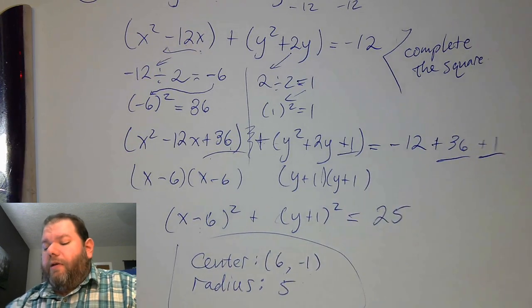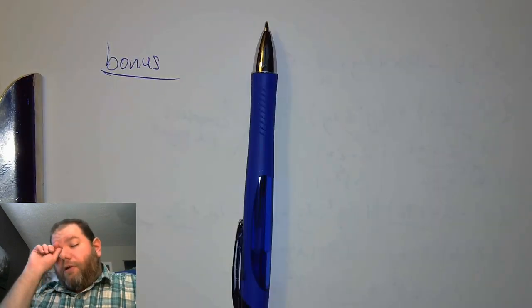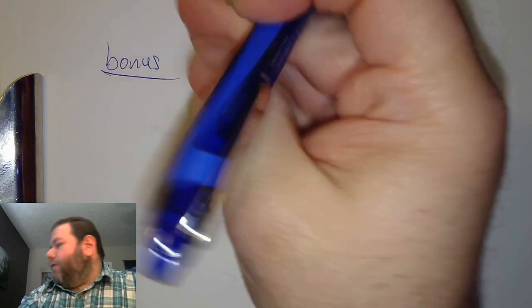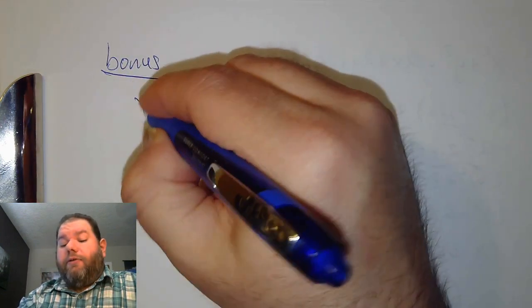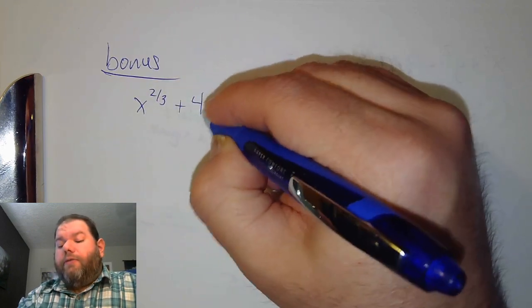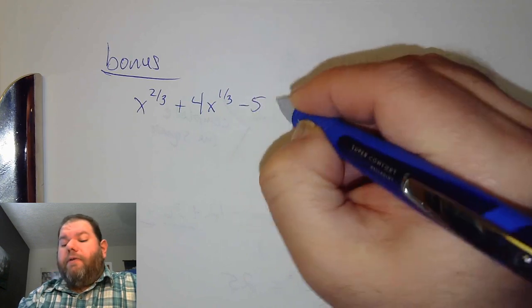Okay. And then just to wrap up, let's look at the bonus question. Now, this is not actually a bonus question, but there will be a similar problem that is a bonus question on your exam. So we have x to the 2/3 plus 4x to the 1/3 minus 5 is equal to 0.